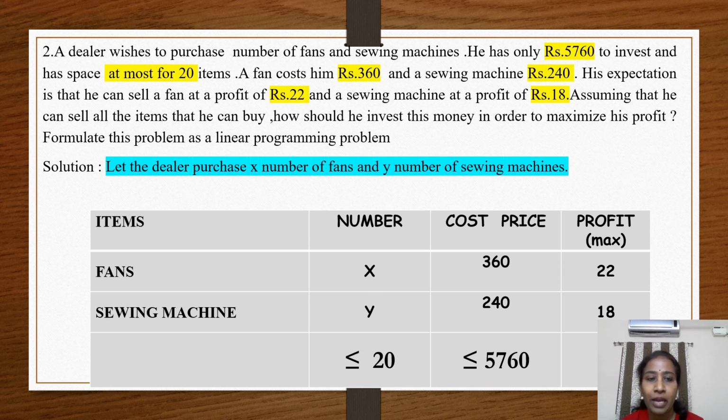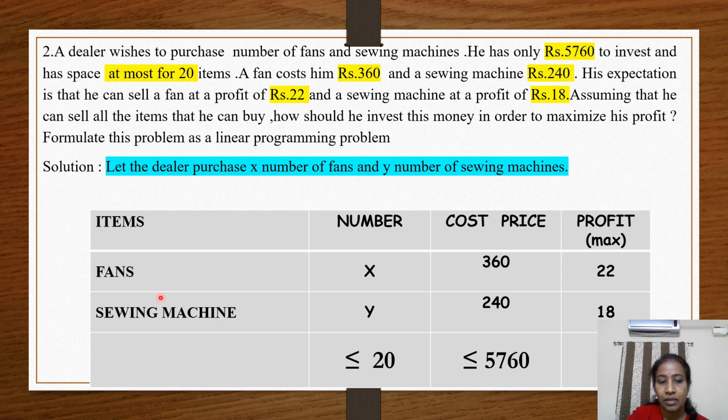Okay. So we have to find out how many fans and how many sewing machines the dealer should purchase to make a maximum profit. So there are only two items, fans and sewing machines, and so there are only two variables in the LPP. And now I am going to put all the details given in this word problem in the tabular column. So I am going to start with the items, fans and sewing machines.